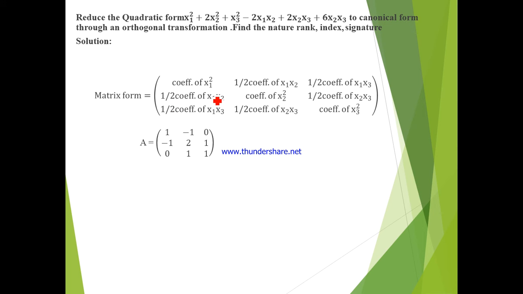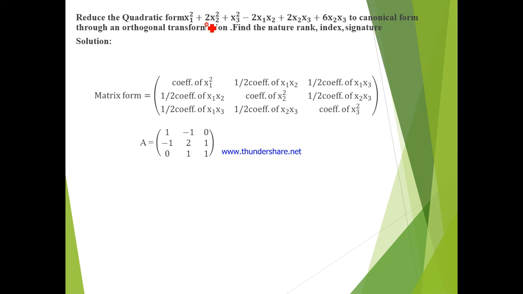So here coefficient of x1 square is 1, so write here 1. The coefficient of x1x2 is minus 2, so half into coefficient of x1x2 is minus 1. Next, half into coefficient of x1x3: there is no x1x3 term, so we put here 0. The next, half into coefficient of x1x2, the coefficient is minus 2. Half into coefficient means minus 2 by 2, the answer is minus 1.